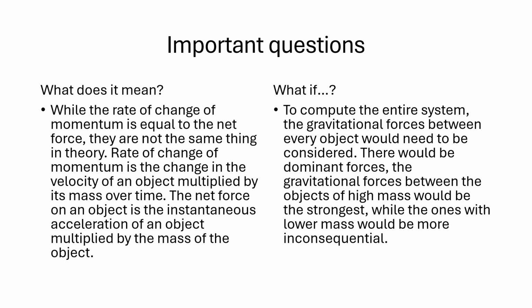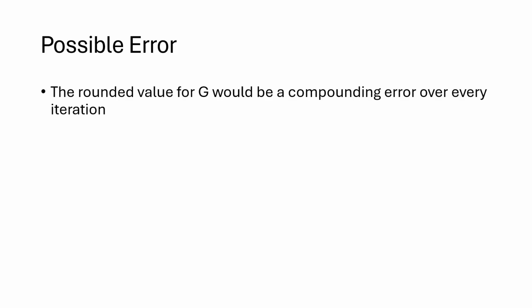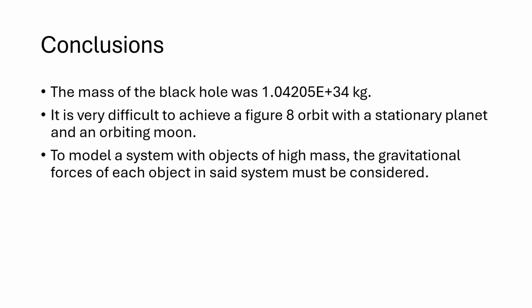There would be dominant forces. The gravitational forces between the objects with high mass would be the strongest, while the ones with lower mass would be more inconsequential. So the one between the black hole and the planet would be the highest force, etc. Possible error in the random value for G would be a compounding error over every iteration.